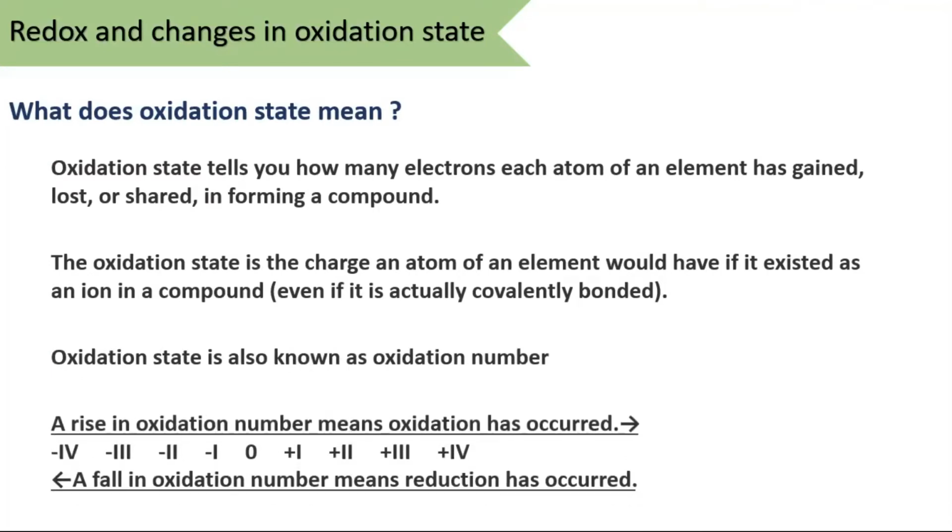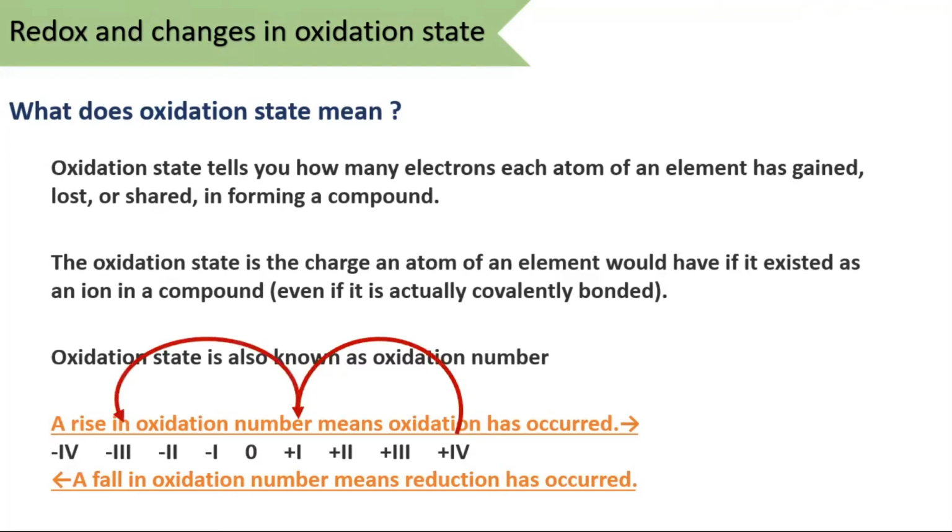We can identify oxidation reduction from their change in oxidation state. Look at this flowchart carefully. A rise in oxidation number means oxidation has occurred. For example, from -2 to 0 or from 0 to +1 or +1 to +4. A fall in oxidation number means reduction has occurred. For example, from +4 to +1 or from +1 to -3.